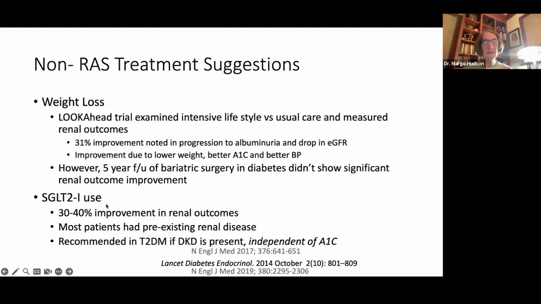This class of drugs is becoming more and more common in diabetics. So it's a 30 to 40% improvement in renal outcomes. Generally, the patients with the best outcomes had pre-existing renal disease. So it is now recommended for type 2 diabetes, if patients have diabetic kidney disease, start an SGLT2 inhibitor. And this is the important part, independent of A1C. If they have it, start a SGLT2 inhibitor, even if their A1C is under 7. Sometimes patients push back on that, but you should do it anyway for their kidneys.